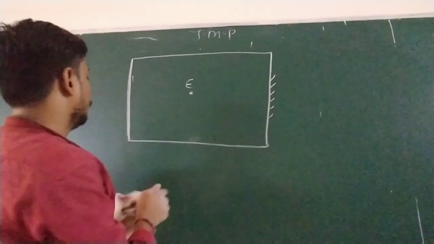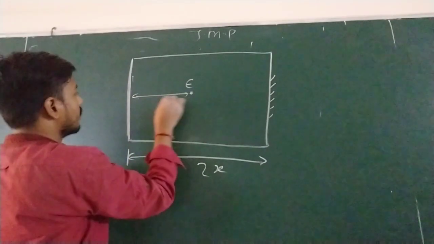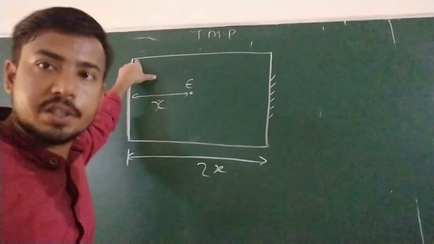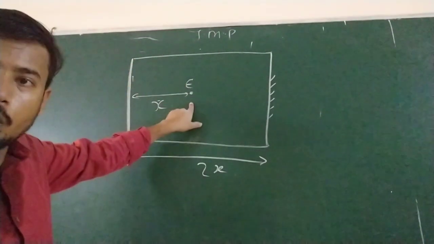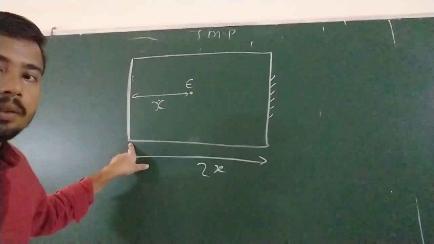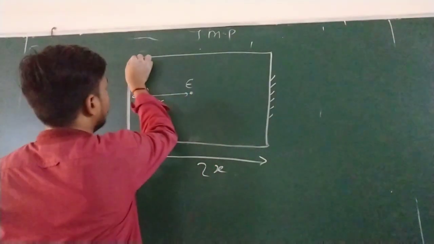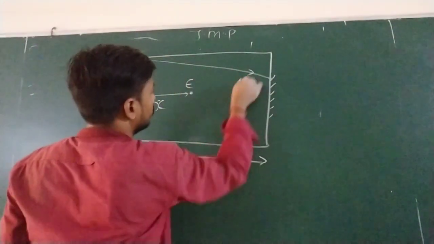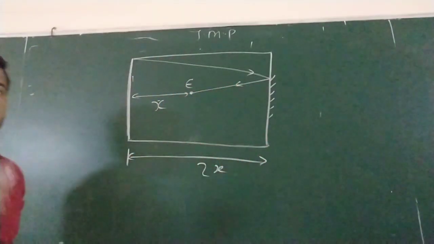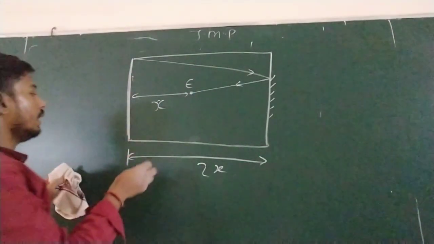So what I told, anyhow, this distance is 2x. This distance is x. Light from this extreme point must reach your eye. Then you are able to see this complete image. So suppose this light is coming like this, and after reflection it reaches here. It means you are able to see this upper point of the image.